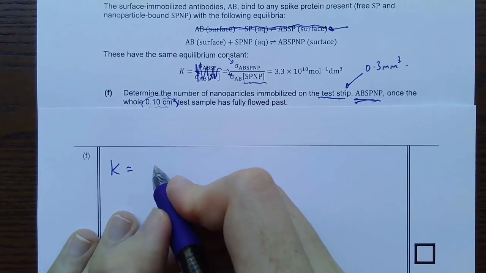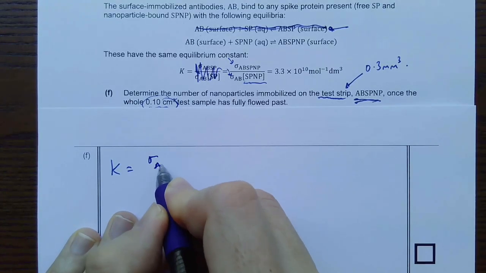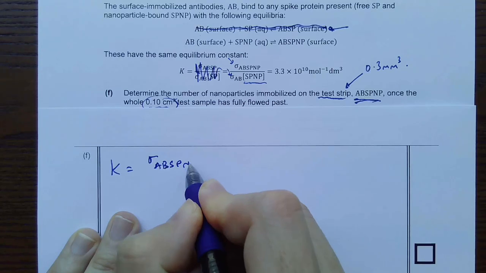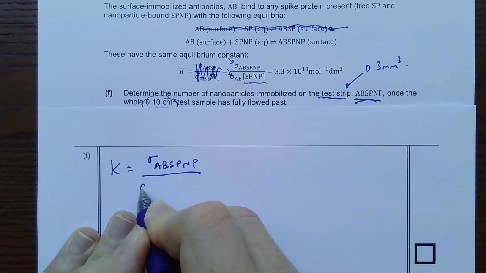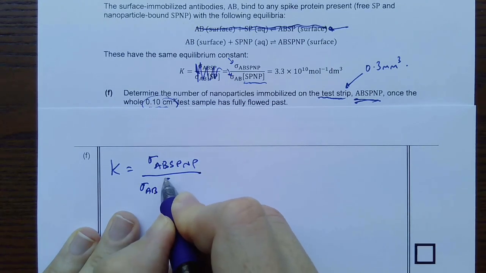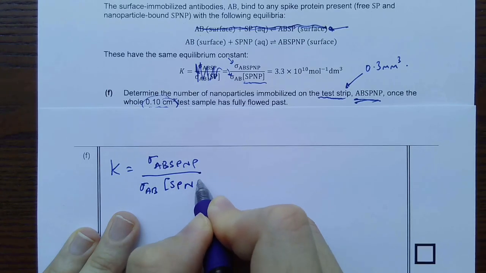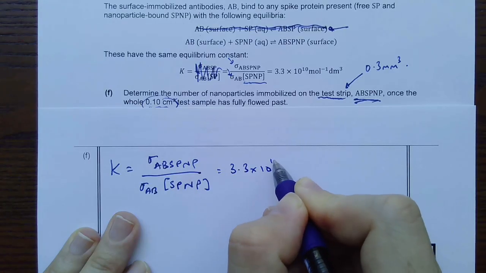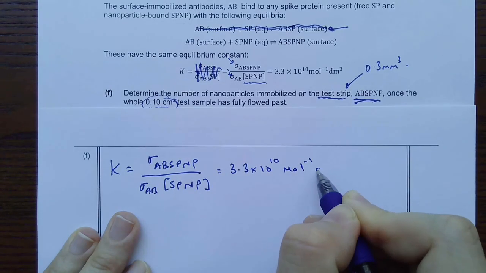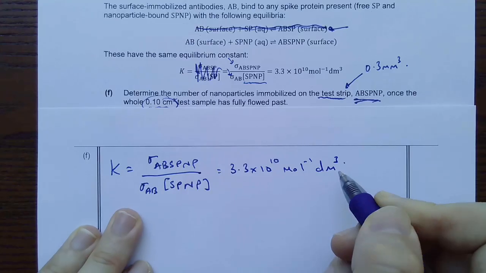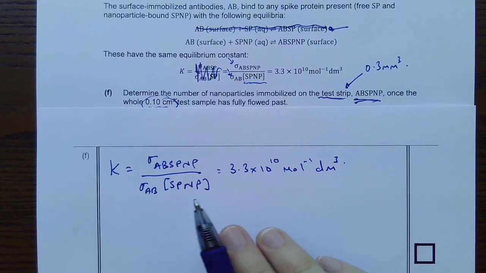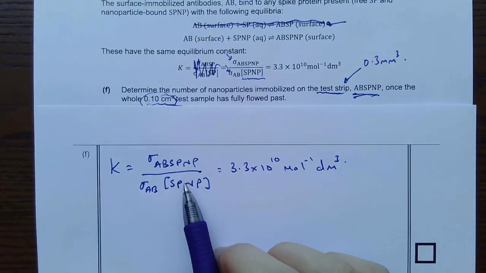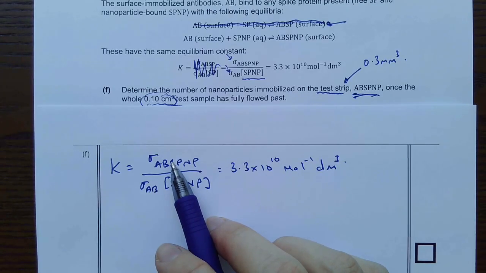So what I've got is the surface density of AB, SP, NP divided by the surface density of AB multiplied by the concentration of SP, NP, equals 3.3 times 10 to the power of 10 moles to the minus 1 decimeters cubed. And it's asking me to find the number of AB, SP, NP. All right. Fine. Okay.